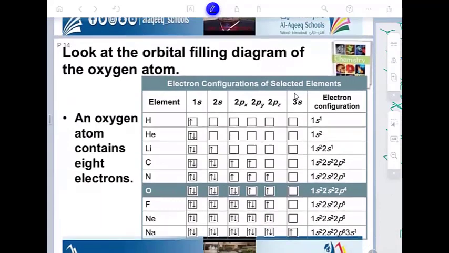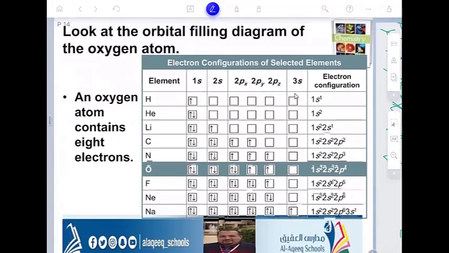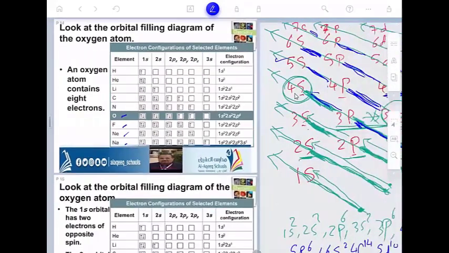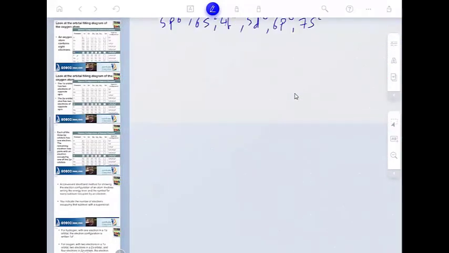It's easy. If you want to understand more, look at these configurations for some elements. Hydrogen, helium, lithium, carbon, nitrogen, oxygen, fluorine, neon, sodium, some elements. If you want to make an example for each of them, I will do an example with you, then I will show you the table to understand more. Let's do an example like nitrogen. Nitrogen is 7 electrons.